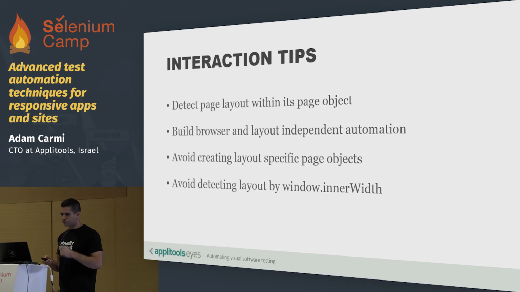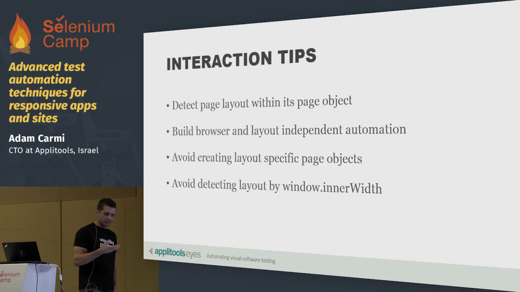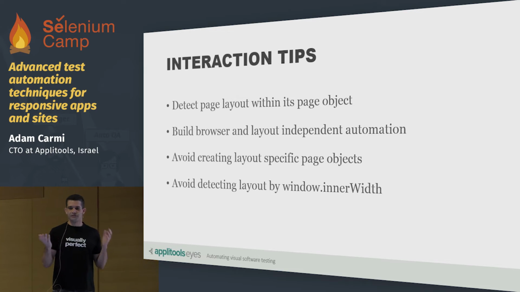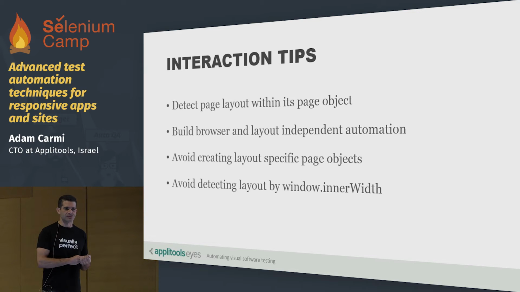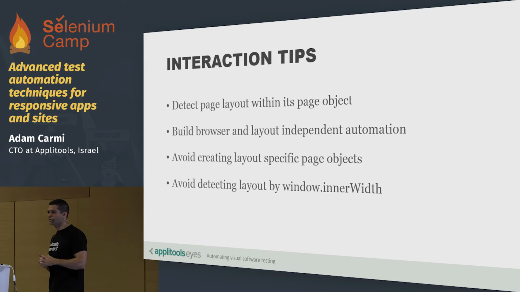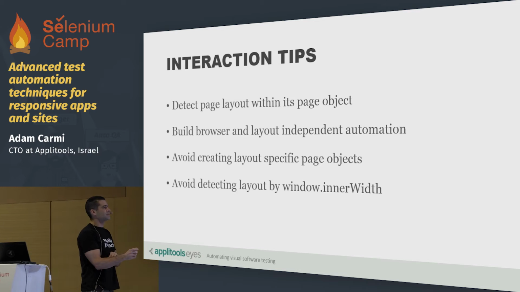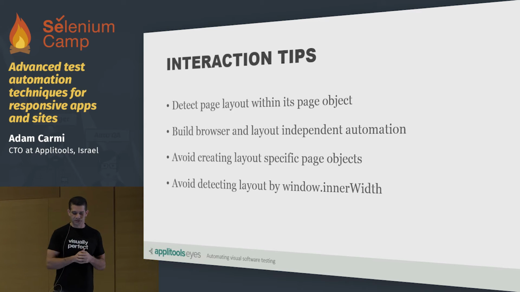Now, the first tip suggests that you should detect page layout within the page object. Now, different pages will have different layouts and different layout transition rules. And because of that, the place where it makes sense to encode those rules is inside the page object of that page and outside of your test. For the same reason, we didn't want to have locators inside our tests. This way, if something would change with the layout transition rules, then we only have one place to correct it.